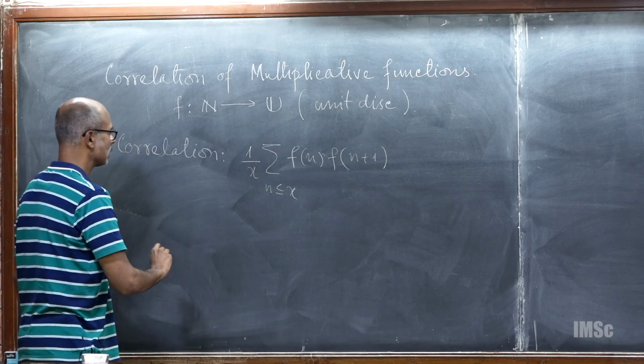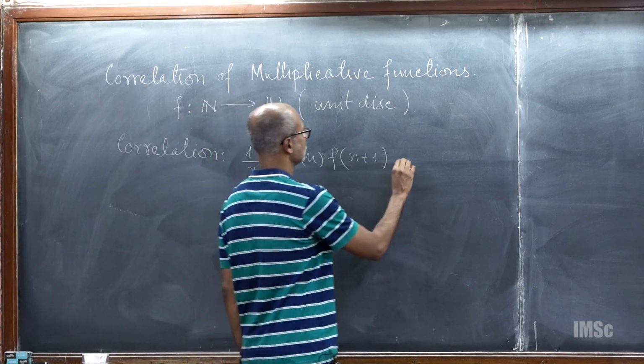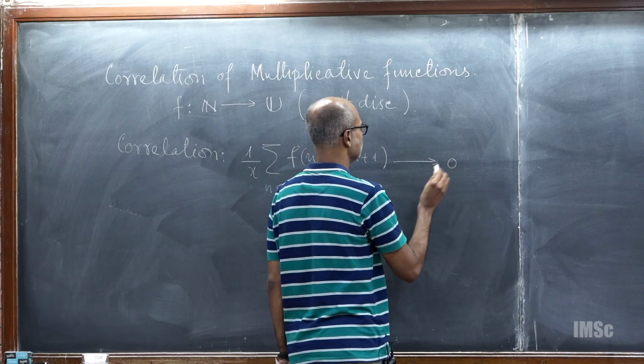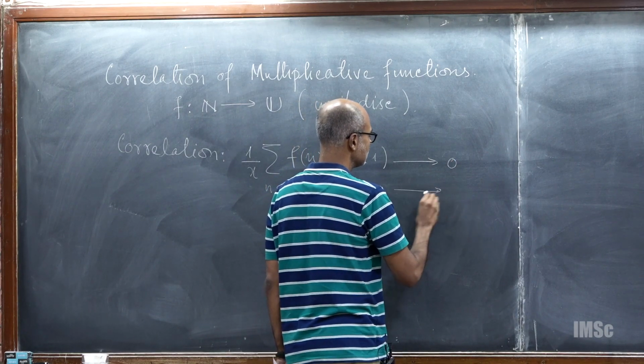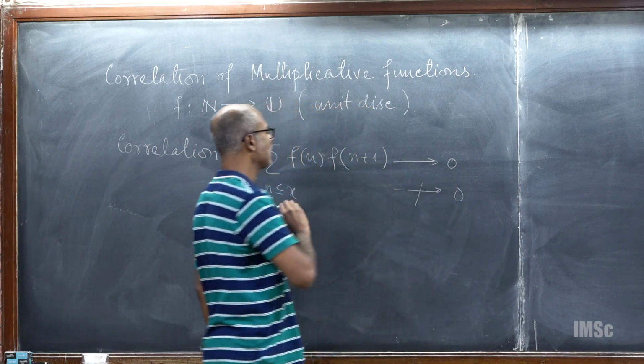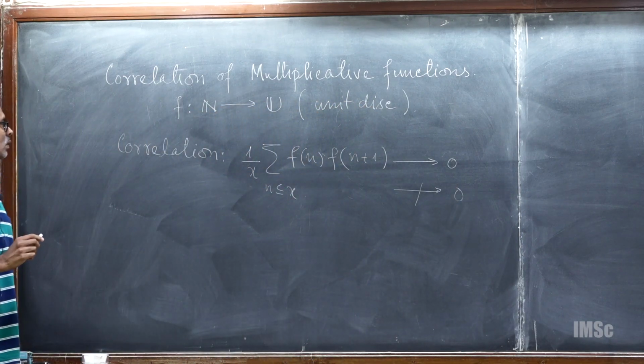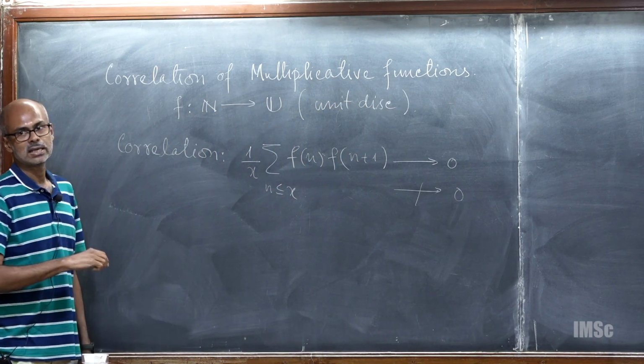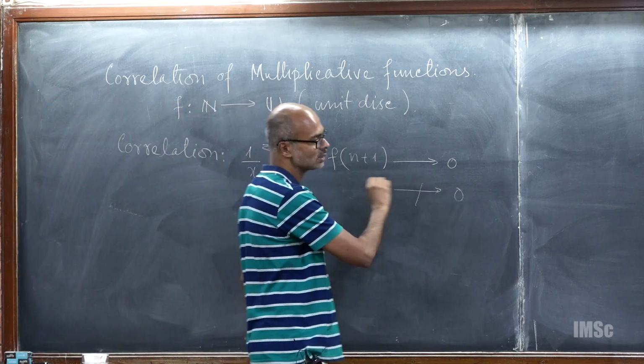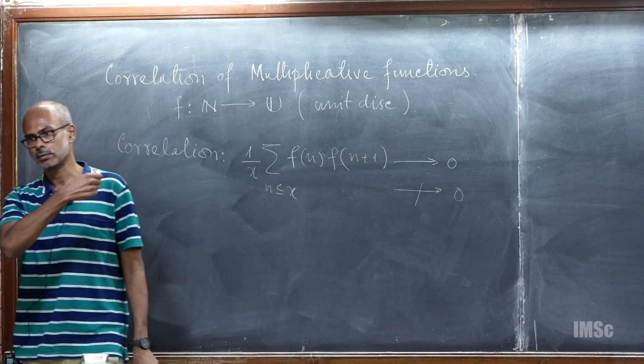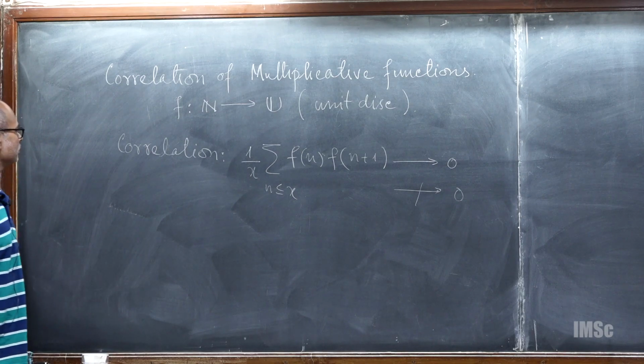For example, you can ask when does it go to 0, and when doesn't it go to 0. If it goes to 0, you can talk about the rate of decay, and if it doesn't go to 0, then you can ask what you get to be the mean.